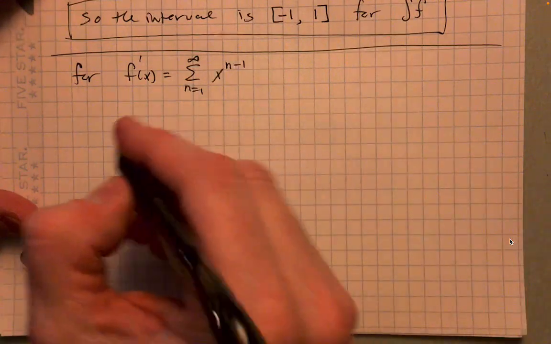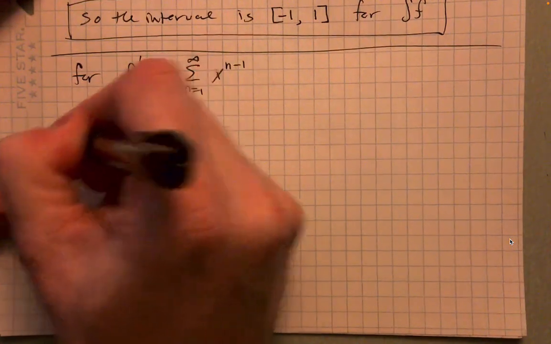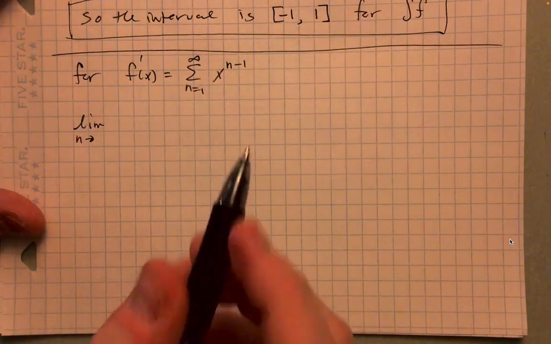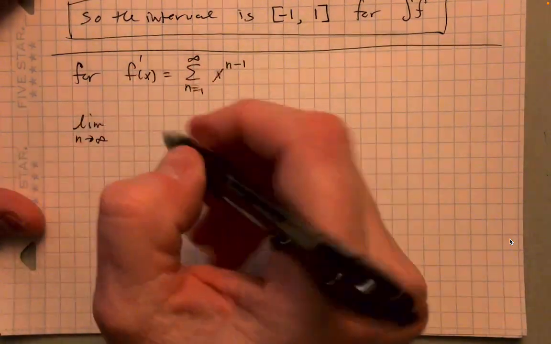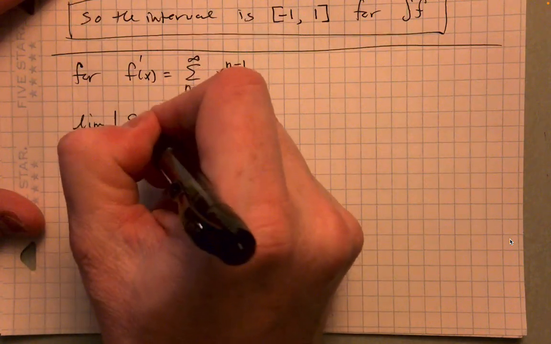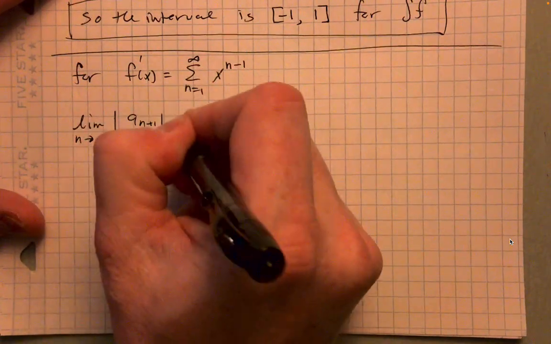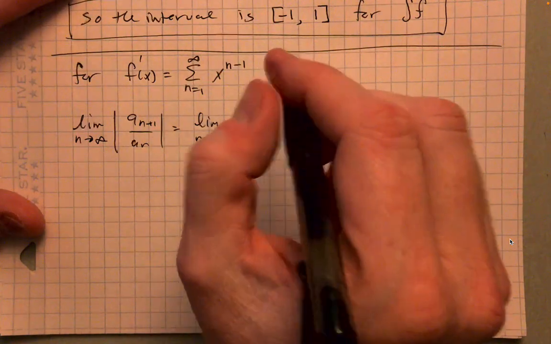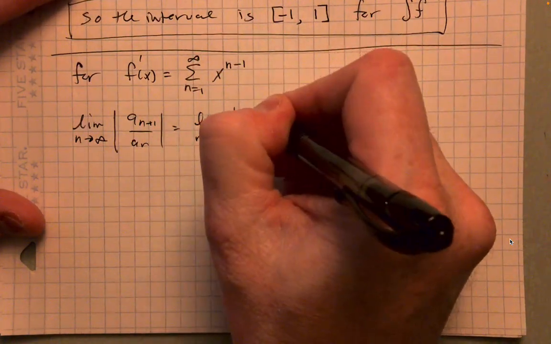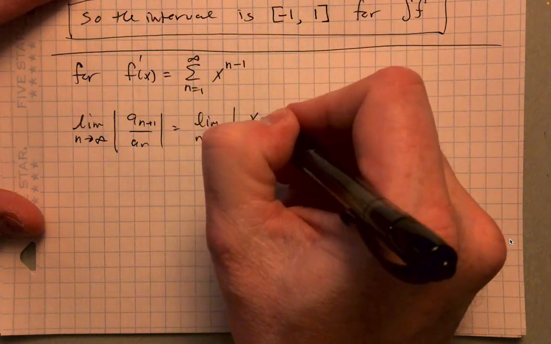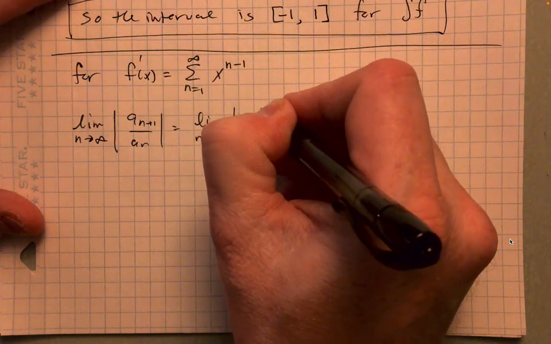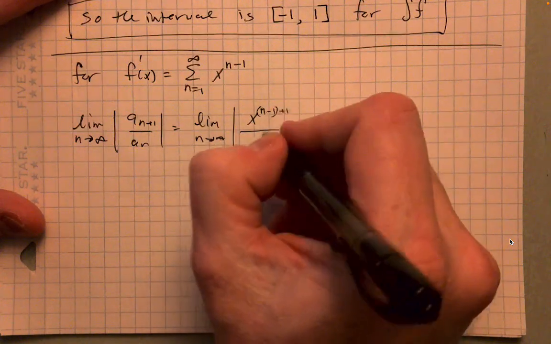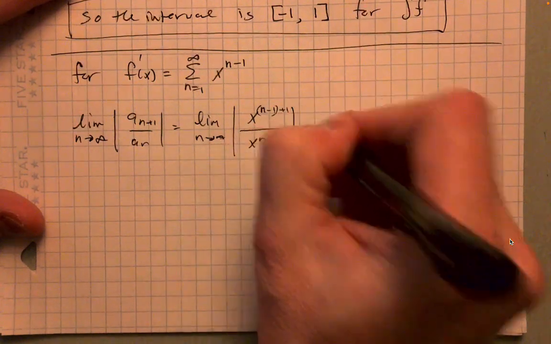So by the ratio test, we can confirm that the interval is the same. The limit as n goes to infinity of a to the n plus 1 over a to the n, and plugging in the actual term, we get x to the n minus 1 plus 1, and then divided by x to the n minus 1.